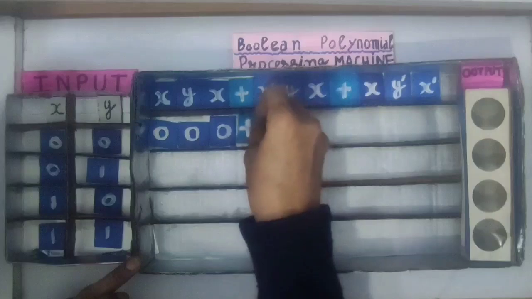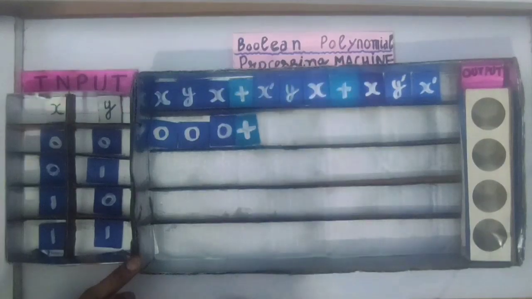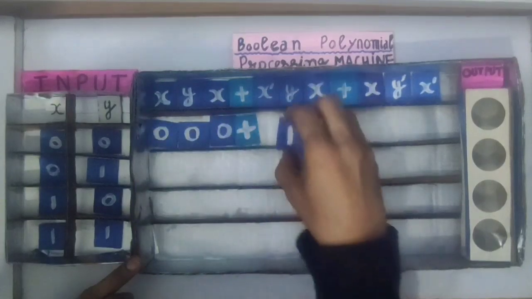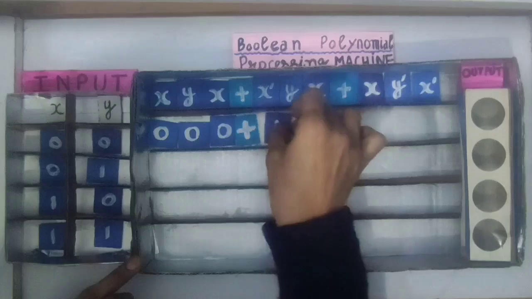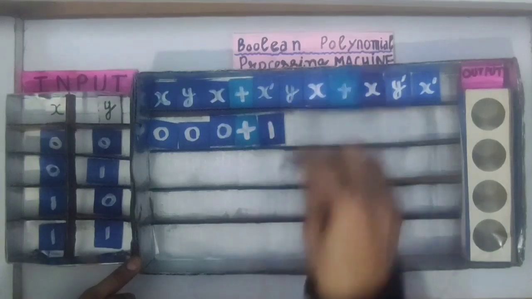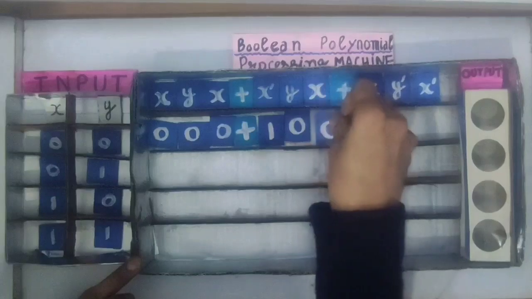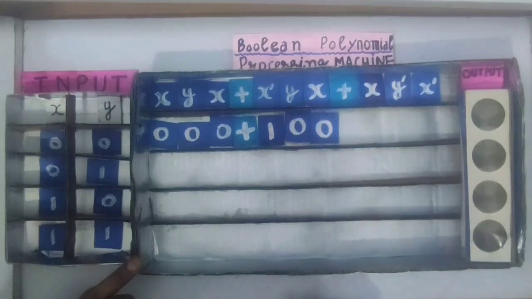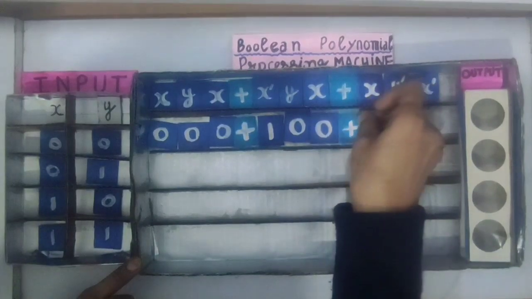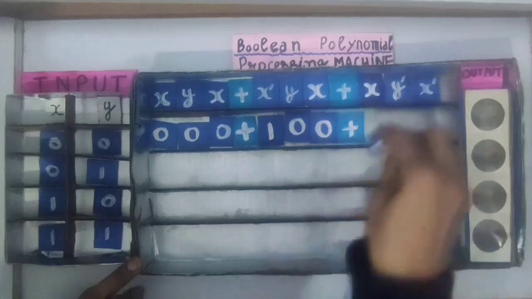There is a plus sign in between, and then x dash. Now when x is 0, then x dash is 1. So I put the value of x dash as 1. Then y is 0, x is 0. Then again there is a plus sign. Plus means join. And then again x is 0.